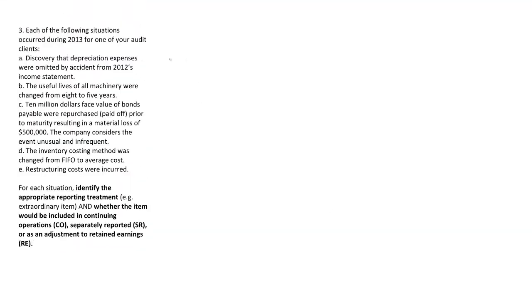Finally, I threw in another example of what one of these judgment cases would be. So judgment typically means that you have to classify these based on your experience. So here we're looking at an audit client. We want to identify what the appropriate reporting treatment would be and whether it would be in continuing operations, separately reported, or an adjustment to retained earnings. So depreciation expenses were omitted from the income statement. That means we have to make an adjustment, and that's going to go to retained earnings.